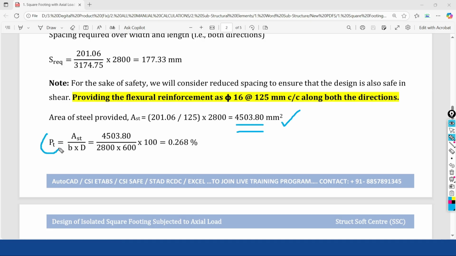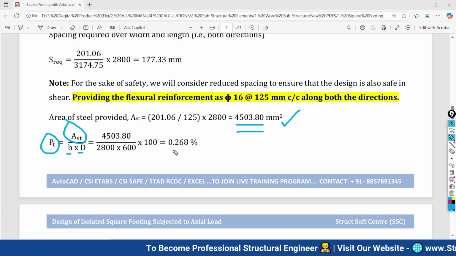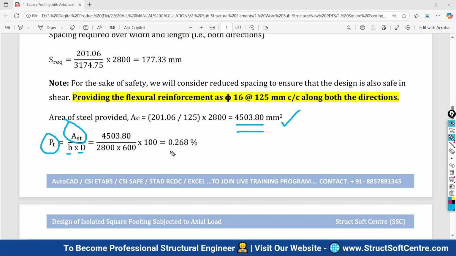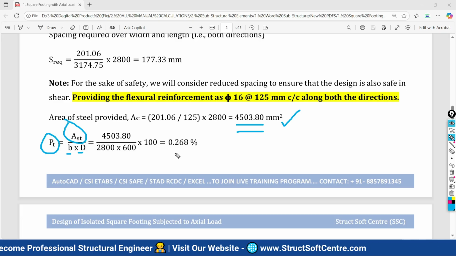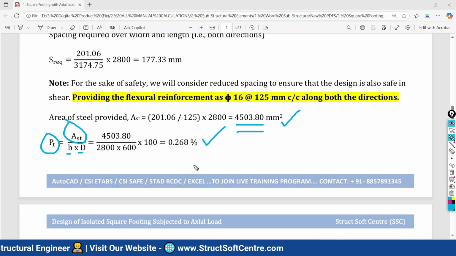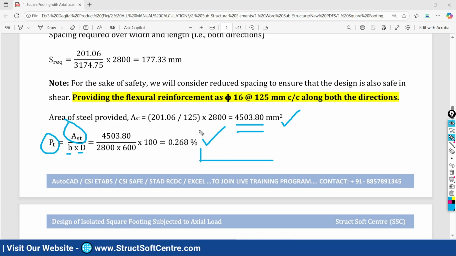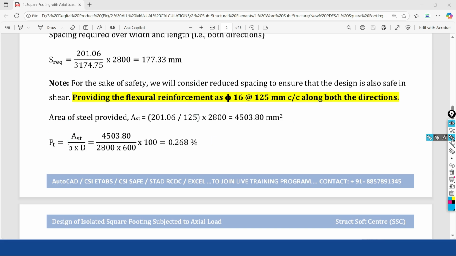So the finally provided percentage of reinforcement is the total area provided divided by width multiplied by overall depth, and with this calculation we are getting the percentage of the reinforcement provided in your footing in both of the directions, means for each individual direction, in the direction along the length and in the direction along the width, as 0.268 percentage. This much percentage of reinforcement we have provided in our footing for each individual direction. So this is all about the flexural design of your footing.